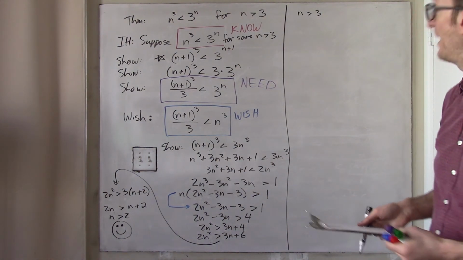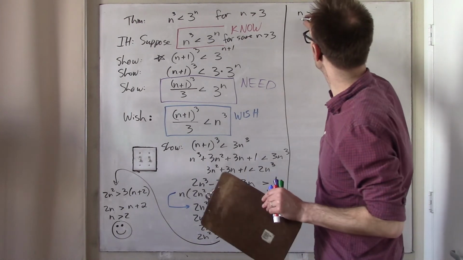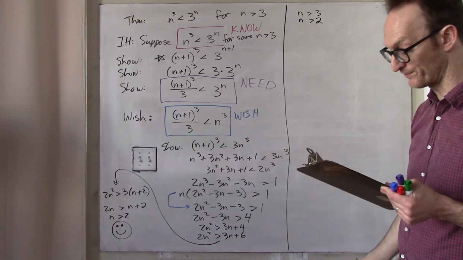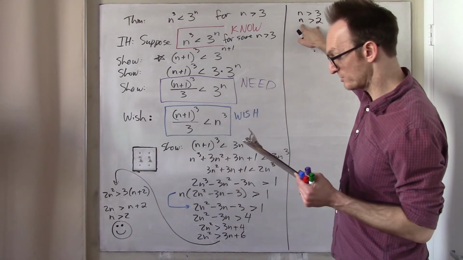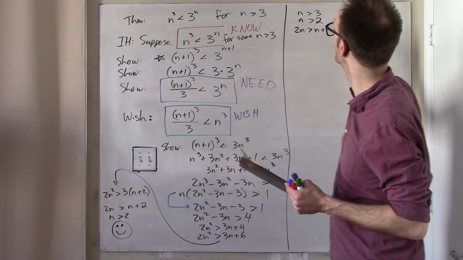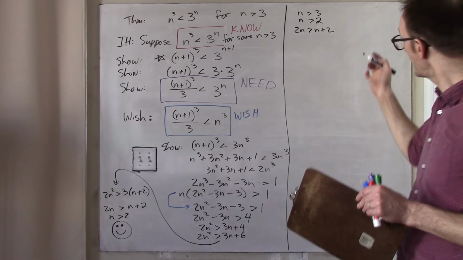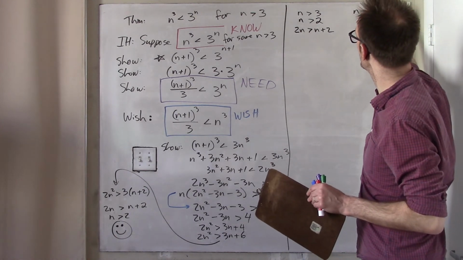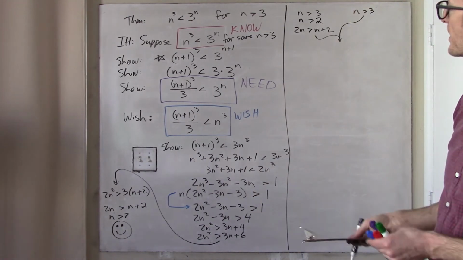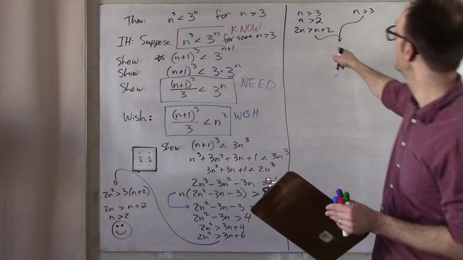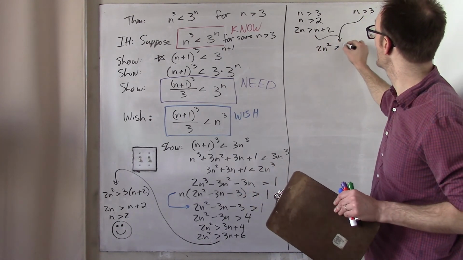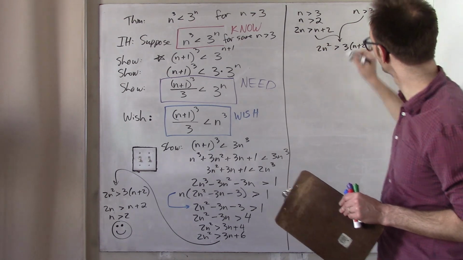Okay, well, if n is greater than 3, it's certainly true that n is greater than 2, because anything greater than 3 is also greater than 2. Well, now I shall add n to both sides of this, so then that gives me 2n is greater than n plus 2. But it's also true that n is greater than 3. And so now multiplying these two inequalities, which is a completely legitimate thing, gives me 2n squared is bigger than 3n plus 2.